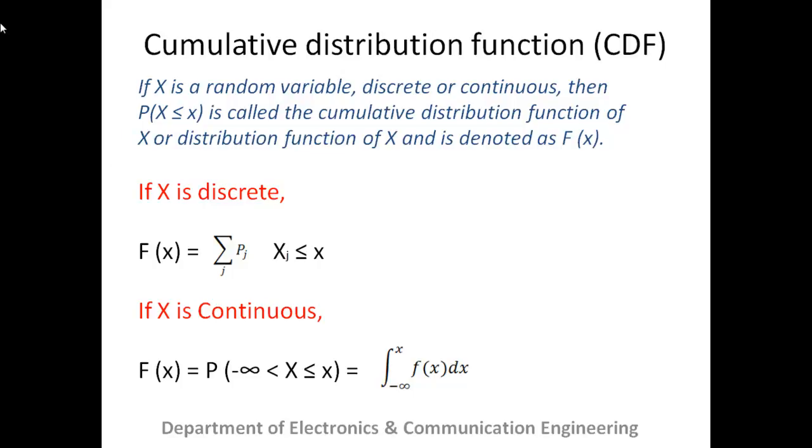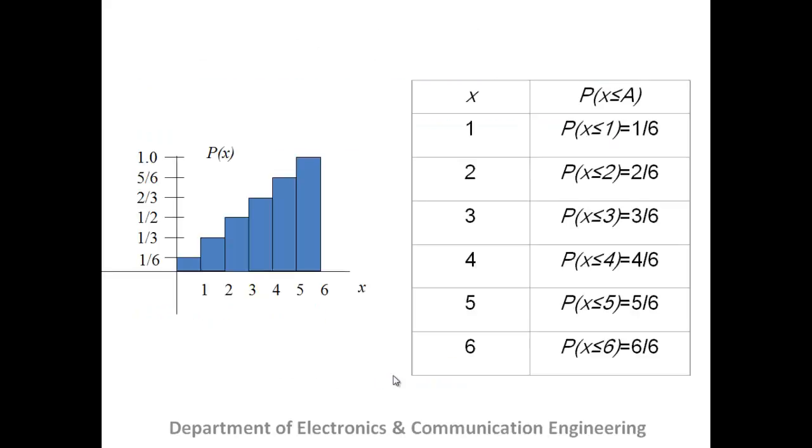So we can see here, if x is discrete, the cumulative distribution function is equal to the summation of the probabilities from 0 to j, and if x is continuous, it is basically the integration of the function from minus infinity to that particular value.